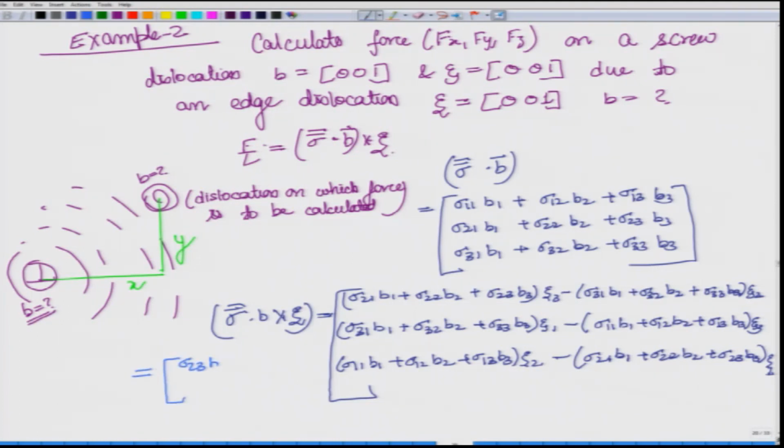sigma 2 3 B 3, and assuming there is a line vector, so I will write it 3, and sigma 1 3 B 3 epsilon 3 and 0, which means this is f x by L, this is f y by L, this is f z by L. And what we see is that f z by L is 0, which should not be surprising, because this dislocation is a line and there cannot be any force in the normal direction. So, the z direction force is 0. What we have are only f x by L and f y by L.